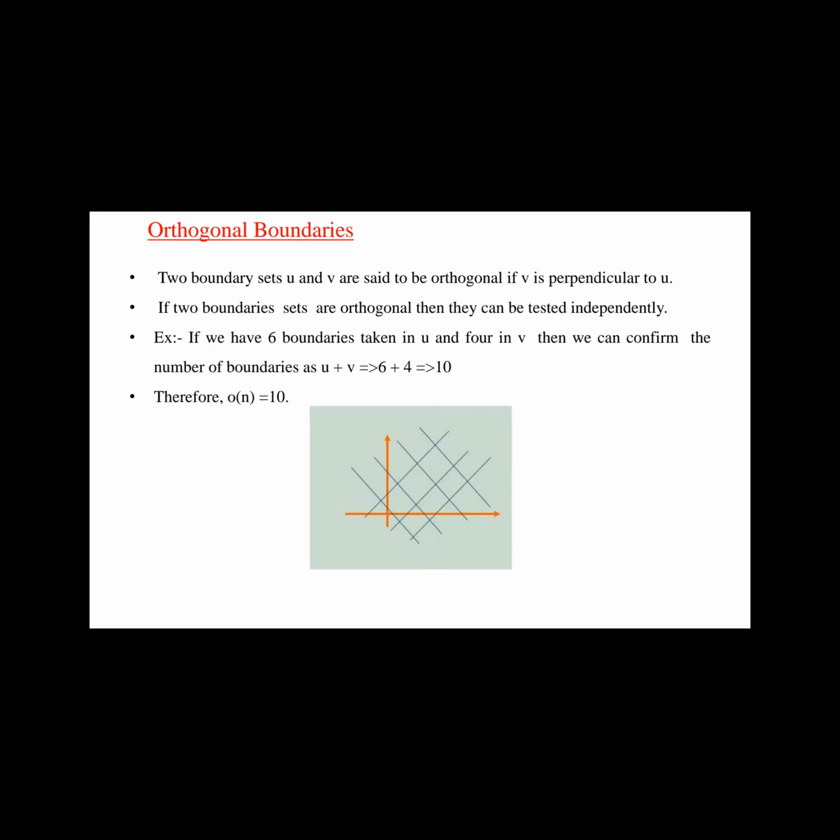It has to be displayed in a perpendicular form. Two boundary sets u and v are said to be orthogonal if v is perpendicular to u. If two boundary sets are orthogonal, they can be tested independently. The testing is not done systematically; it is done independently. Every boundary has to be tested. For example, if we have 6 boundaries for u and 4 for v, then the total number of boundaries is u plus v, that is 6 plus 4, 10 boundaries. That is order of n equal to 10.